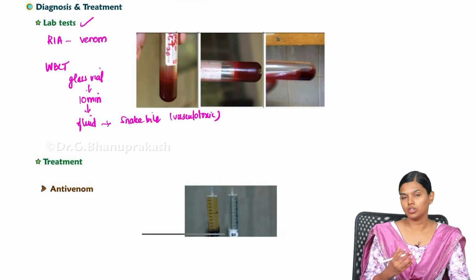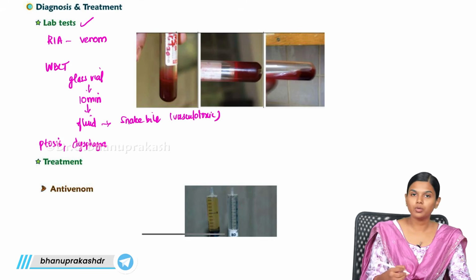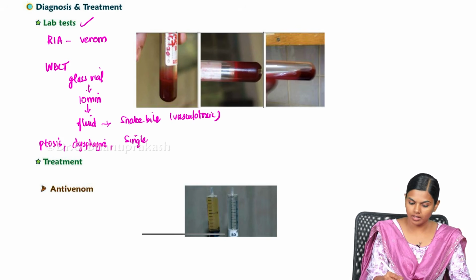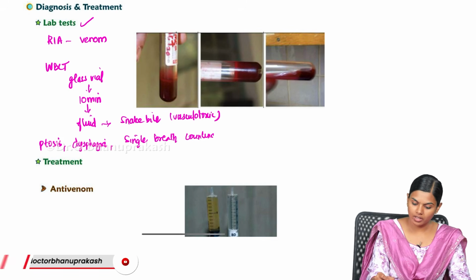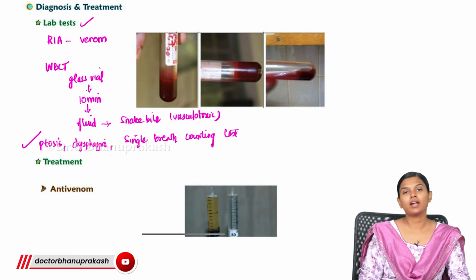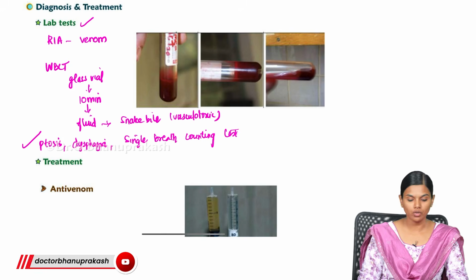If it is neurotoxic, you will look for muscular weaknesses. You will look for ptosis. You will look for any dysphagia. You will ask them to hold their breath and count. You will do the single breath counting test, to see how much they are able to control their muscles. So all these muscular activities you will be checking. If they are failing those tests, then you can suspect neurotoxicity.